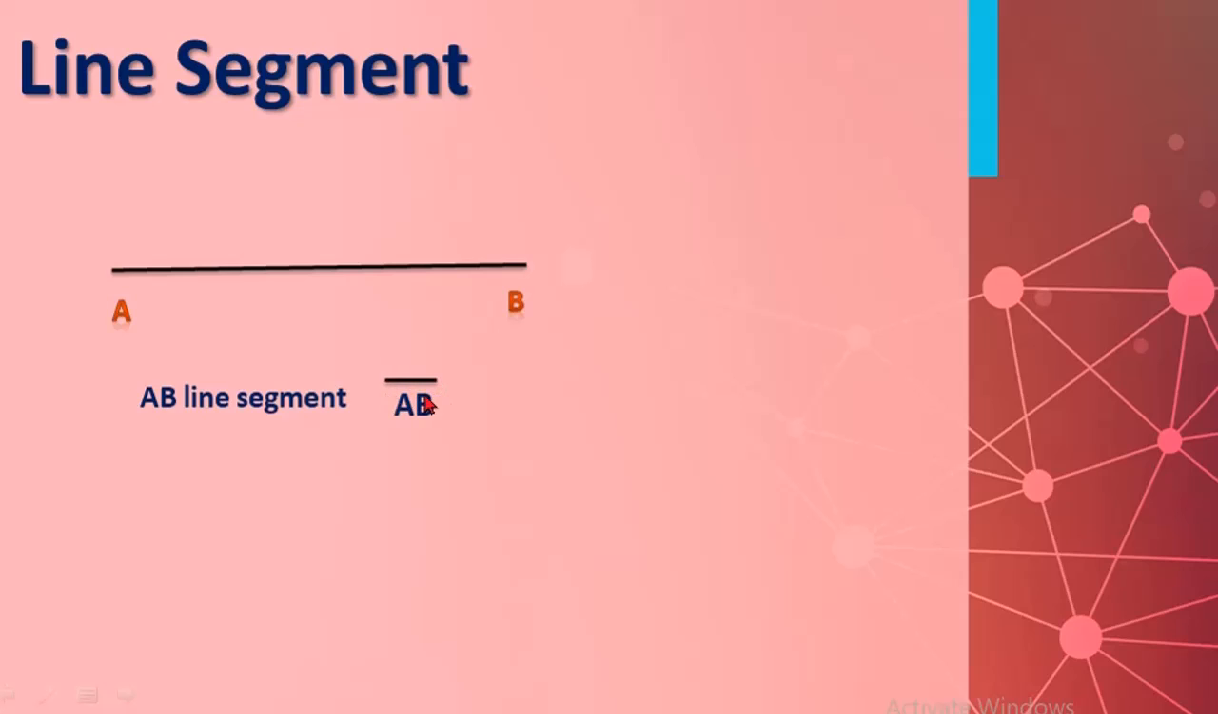This line denotes the line segment. The short line structure over AB denotes the line segment. So wherever this type of figure is there, you can see here, then we can say that this is AB line segment.